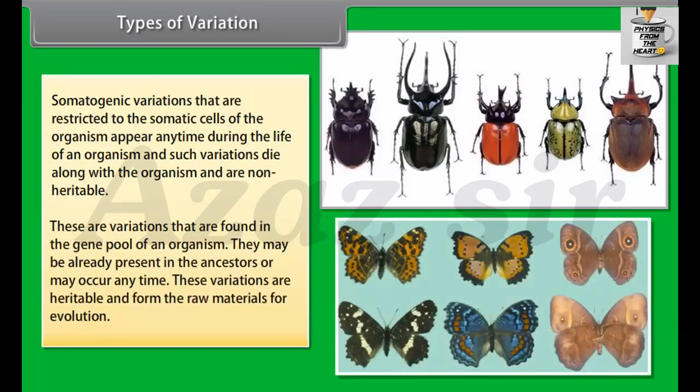These are variations that are found in the gene pool of an organism. They may be already present in the ancestors or may occur any time. These variations are heritable and form the raw materials for evolution.